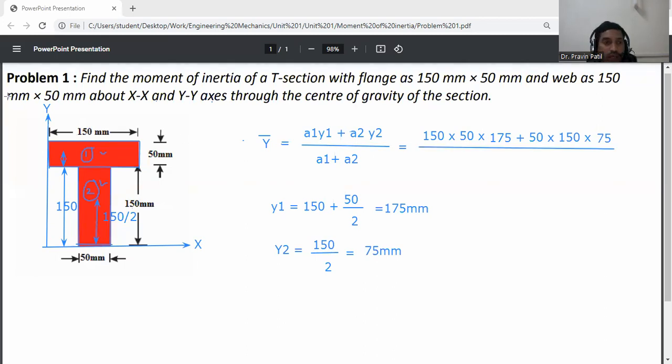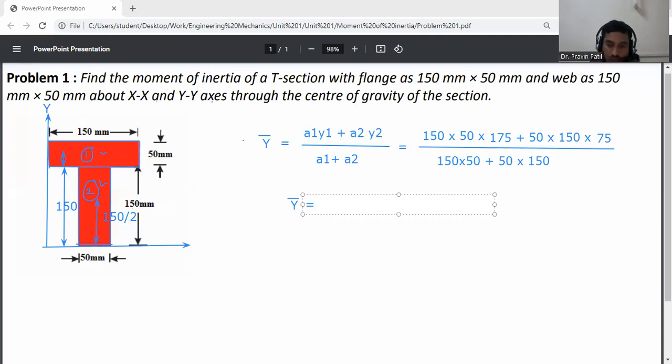Then a1 plus a2. A1 is 150 into 50 mm, plus a2 which is 50 into 150. So we will get y bar from this relation. Y bar is equal to 150 into 50 into 175 plus 50 into 150 into 75, divided by 150 into 50 plus 50 into 150. So we get 125 mm. So y bar is 125 mm.